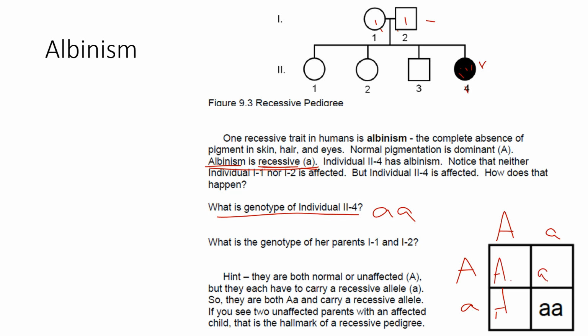That is already there. And that is already there. So, what are the genotypes of parents 1-1 and 1-2? They're both heterozygous carriers for albinism.